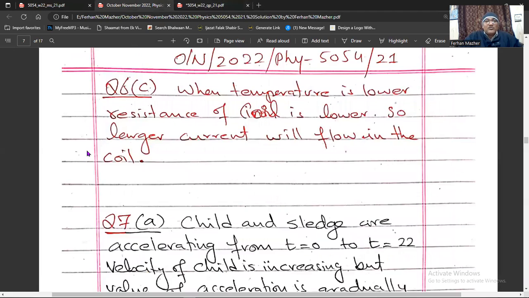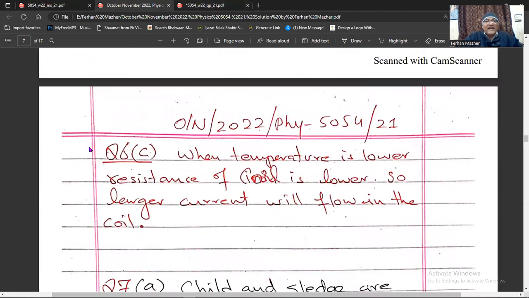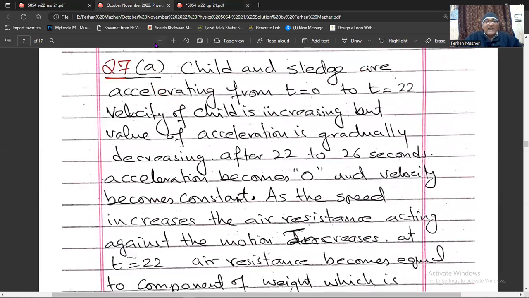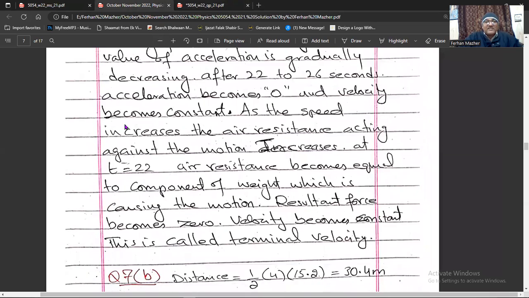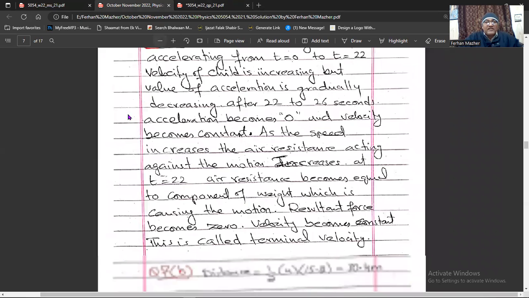And let me show you my answer. So we have question number 7A part. I have written quite a large answer, so let me increase the size, decrease the size. Okay.